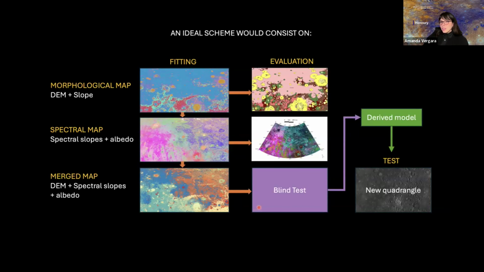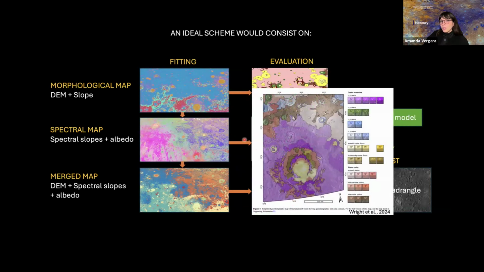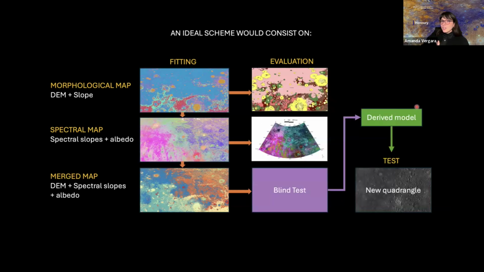And we're going to evaluate this last product by doing a blind test in which a person, a cartographer, will try to map a certain zone of the Hokusai quadrangle by using just these 3 products. And this information is going to be compared with this complex map that I showed you before that contains the lithology as well as the geological units. And after deciding which is the best model, we're going to apply it to a new quadrangle, so a new information, to obtain these global unmerged maps of Mercury.